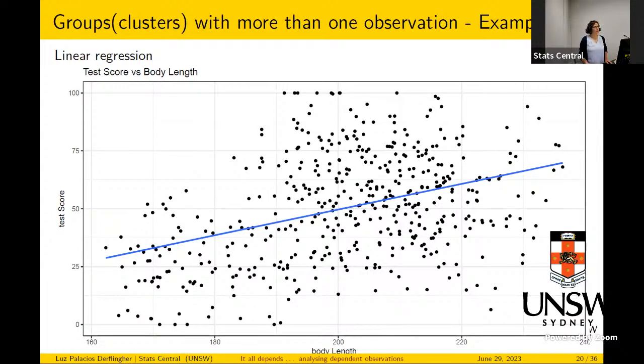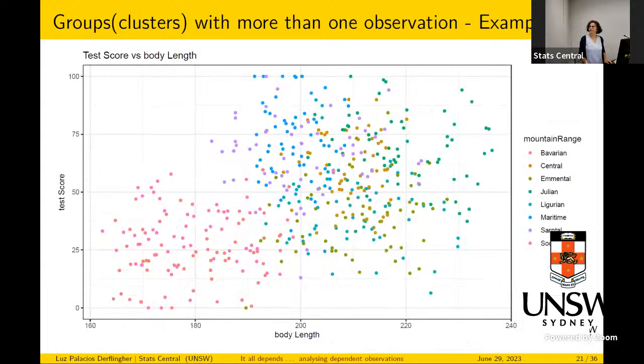Now we think, well, what happens? We have 8 mountain ranges. So what happens if we start to see, what does mountain range have to do with all this? Does it have an influence on my relationship? Then we can plot the same scatter plot that we had before, but now by mountain range, differentiating the mountain ranges by color.